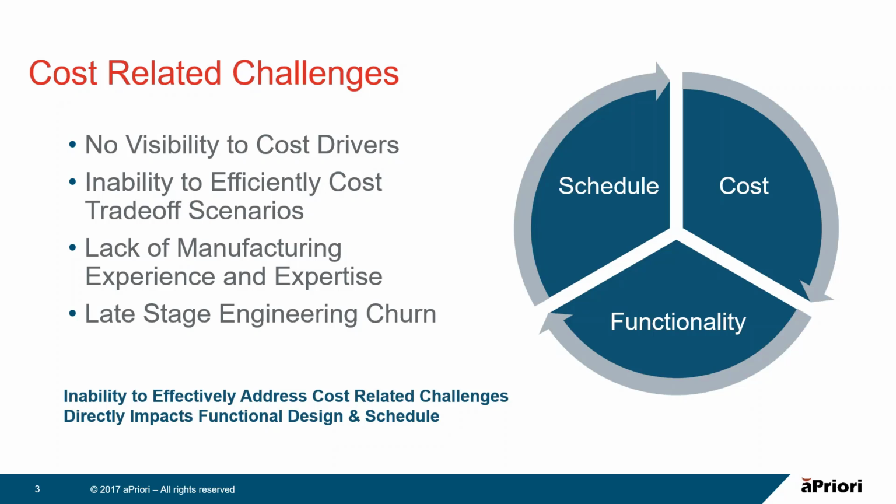The results of all of this tends to be late-stage engineering churn. So if we get one of these areas wrong, right? Say we go to market with a product that's too high of a cost, or one that's not manufacturable, it generates ECOs and the churn within the engineering process, and ultimately delays to potential product launches. And that's what we're trying to address here.